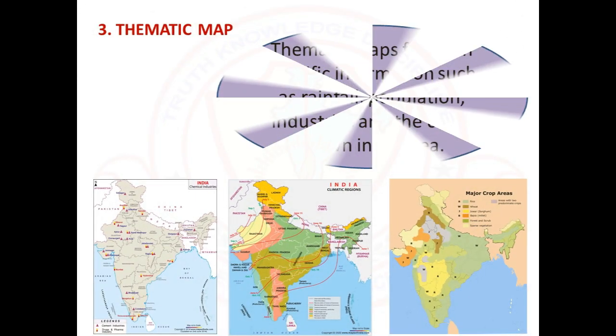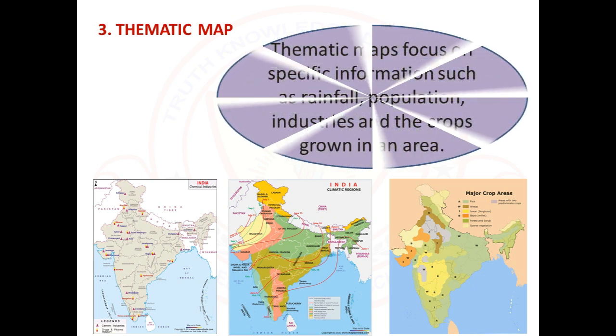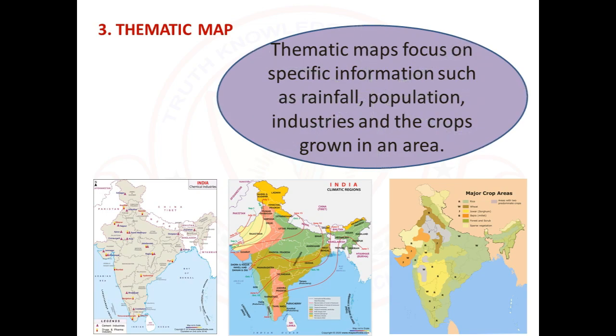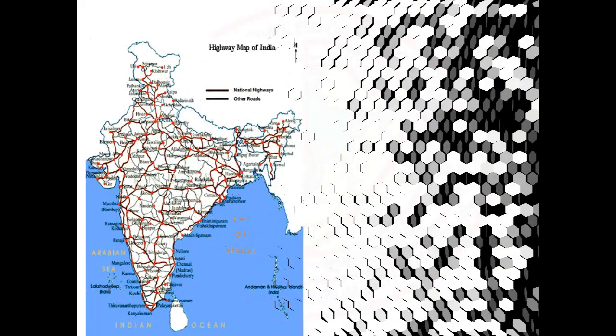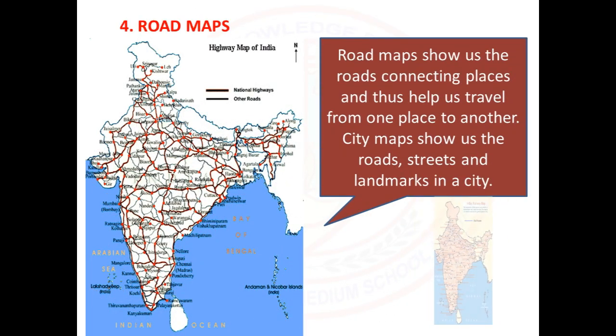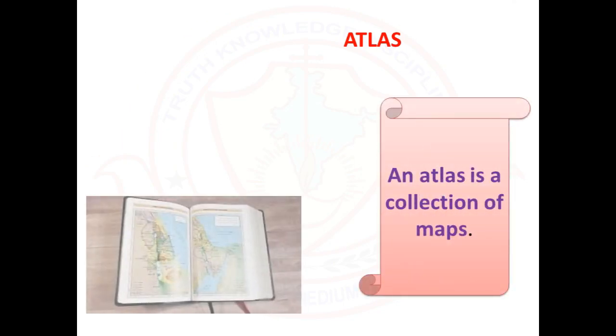Thematic map. Thematic maps focus on specific information such as rainfall, population, industries, and the crops grown in an area. Road maps. Road maps show us the roads connecting places and thus help us travel from one place to another. City maps show us the roads, streets, and landmarks in a city. Atlas. An atlas is a collection of maps.